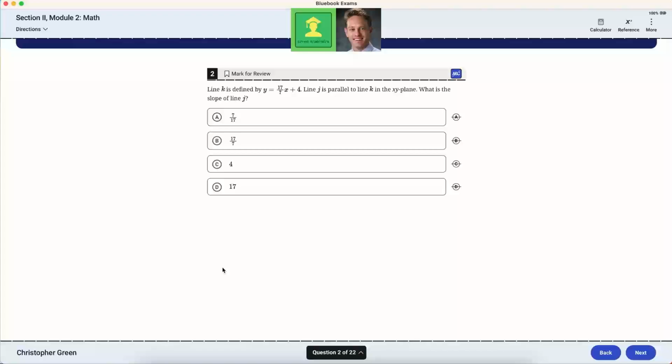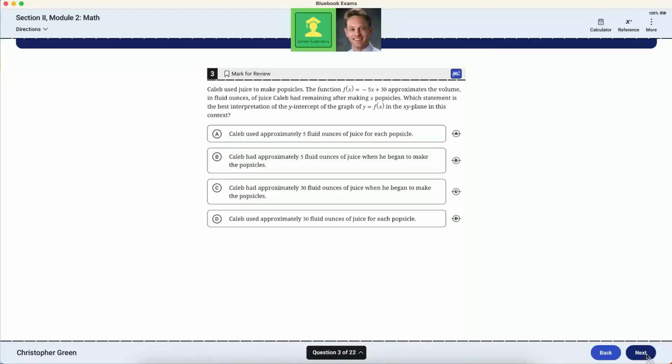Line K is defined by that. Line J is parallel to line K in the xy plane. What is the slope of line J? Well, parallel lines have the same slope, which is simply 17/7.